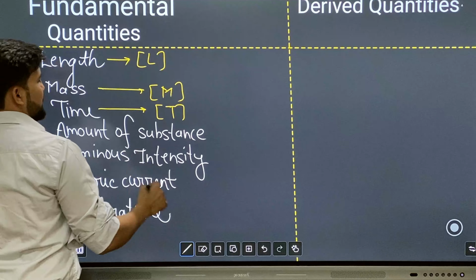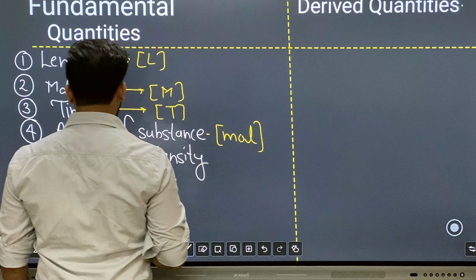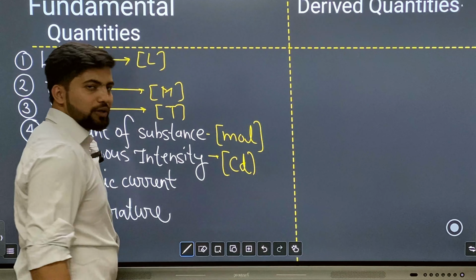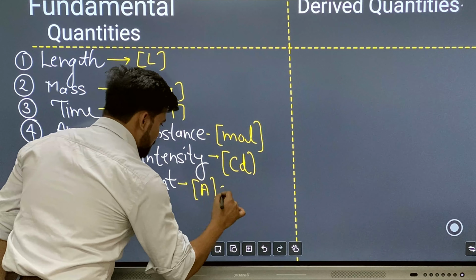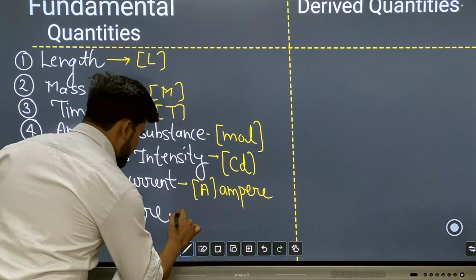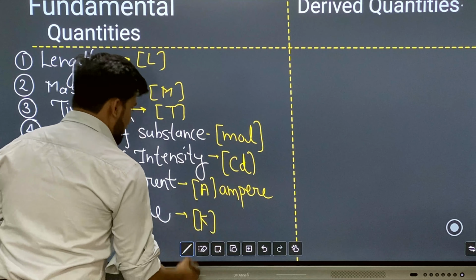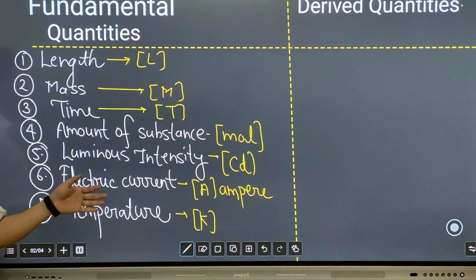In the same way, amount of substance we can simply write as mol, mole. Luminous intensity is capital C, small d, which stands for candela. Electric current is capital A, which stands for ampere. विद द सेम वे टेम्परेचर स्टैंड्स फॉर केल्विन और कैपिटल के. सो दिस वन इज द बेसिक एब्रिविएशन ऑफ 7 फंडामेंटल क्वांटिटीज.